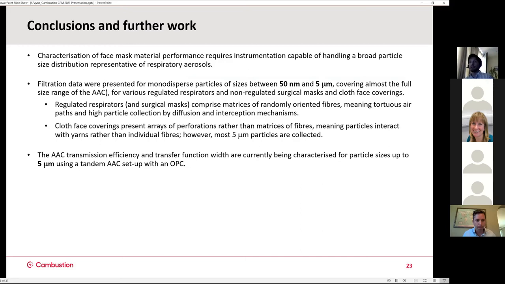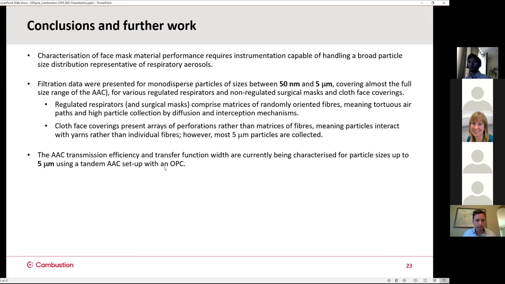So regulated respirators and the surgical mask comprise matrices of randomly oriented fibers. That gives tortuous airflow paths that help enhance collection by diffusion and interception mechanisms. Whereas for the cloth face coverings, the interaction of the aerosol particles is more controlled by the yarns or the bundles of fibers rather than individual fibers. So the filtration efficiency is generally poor at submicrons. However, as you move into the micron scale, you can see that most at 5 microns are collected.